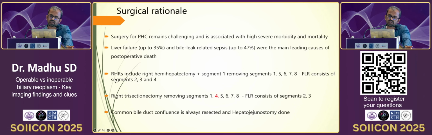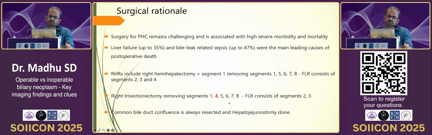In case of right hemi resections, what they are going to do is resect the complete right lobe plus segment 1. They are going to remove segments 1, 5, 6, 7, 8, the right lobe plus segment 1. But here the problem is they cannot achieve R0 many times, but the FLR will be good. Nowadays they have moved to right trisectionectomy.